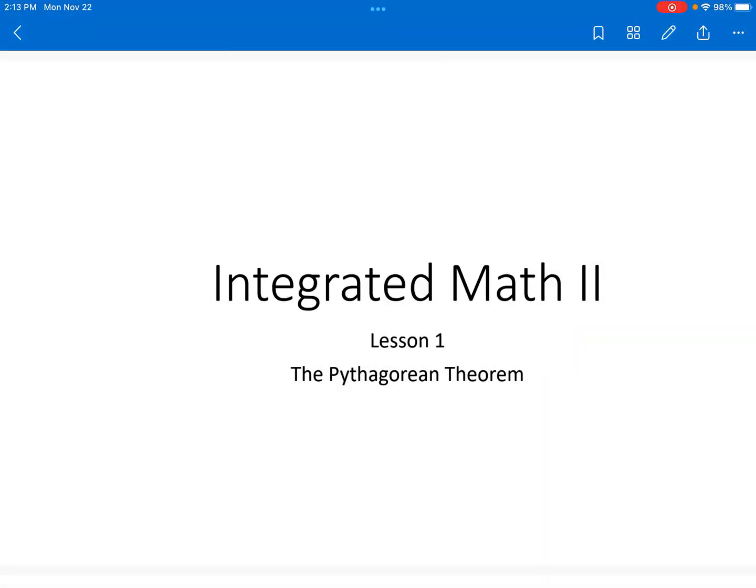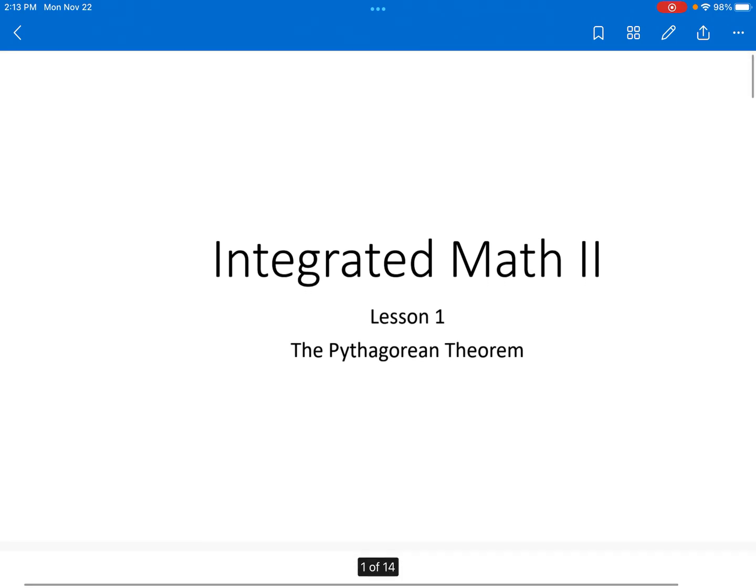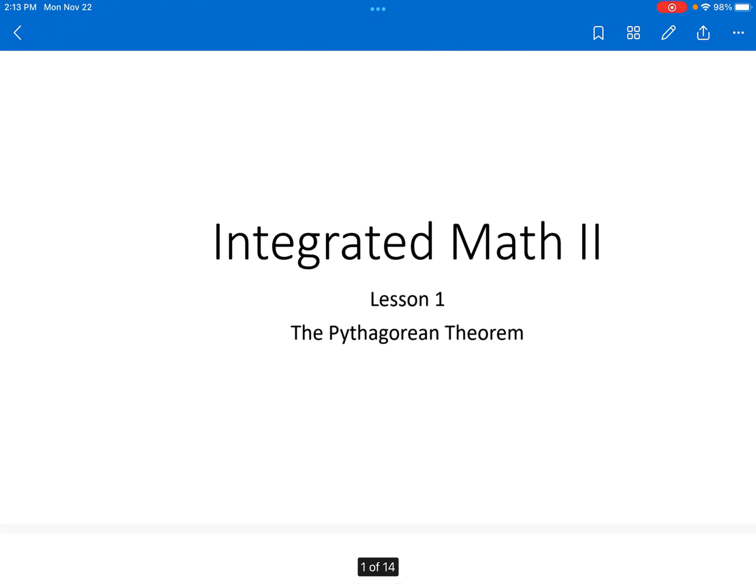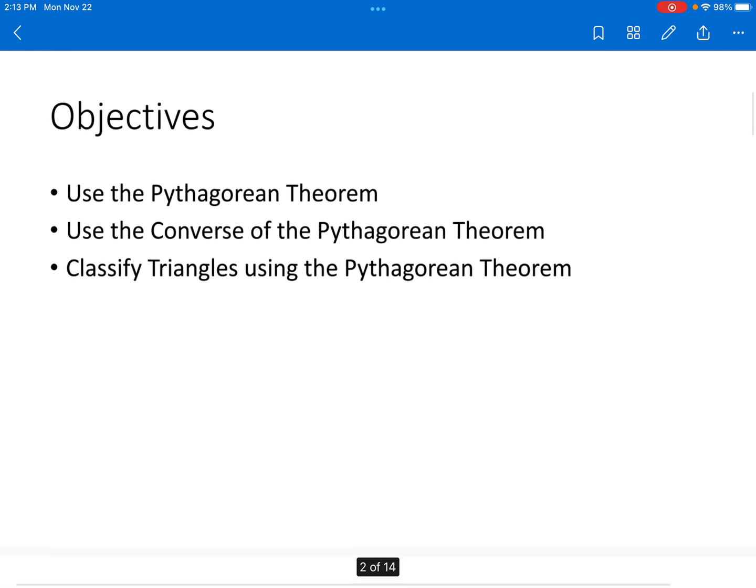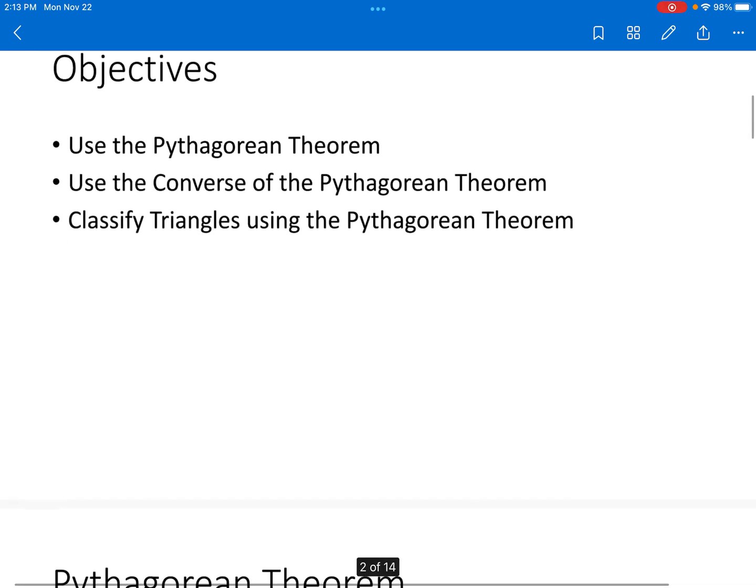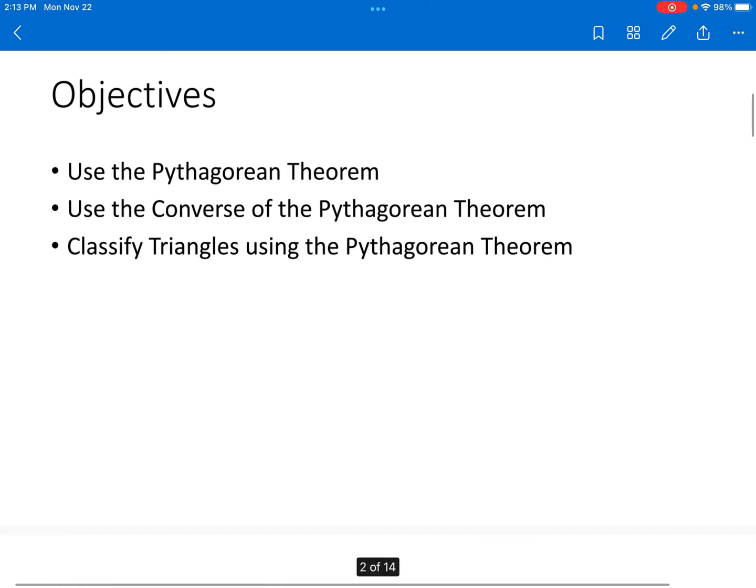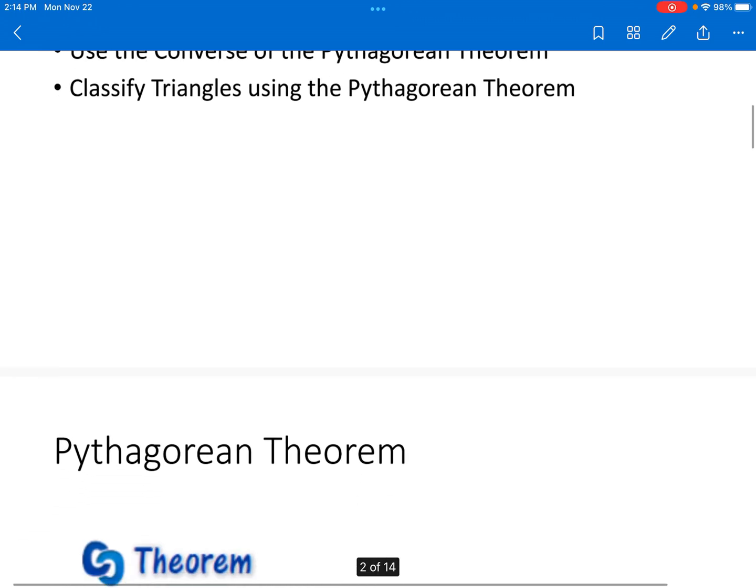Today we are going to talk about the Pythagorean theorem, lesson 1 in unit 5. Now understand that I know that all of us have dealt with the Pythagorean theorem and used it before, and we even used it in the last section that we talked about as it related to geometric means. But we're going to get a little more in depth of what the Pythagorean theorem actually can do for us. So we're going to use the Pythagorean theorem. We're also going to use the converse of the Pythagorean theorem, and we're going to classify triangles using the Pythagorean theorem.